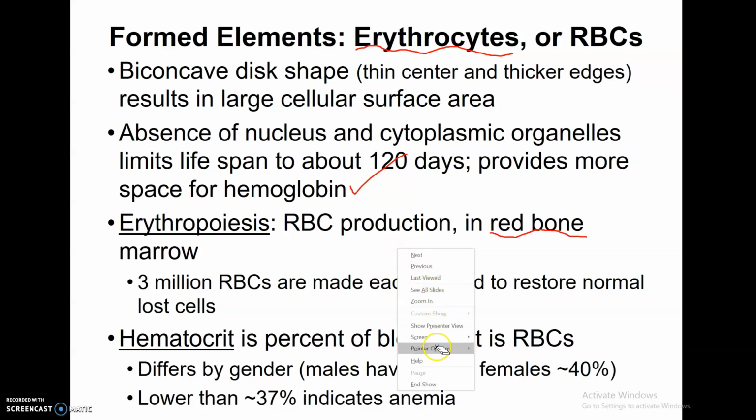So the hematocrit itself is a measure of how many red blood cells you have. So it's the percent of blood that is made up of red blood cells. So if you have 10 mils, it's the percentage of that 10 mils that's made up of red blood cells. In women, it's usually about 40%. In men, it's slightly higher. If you have a low percentage, 37%, that indicates that you have anemia.